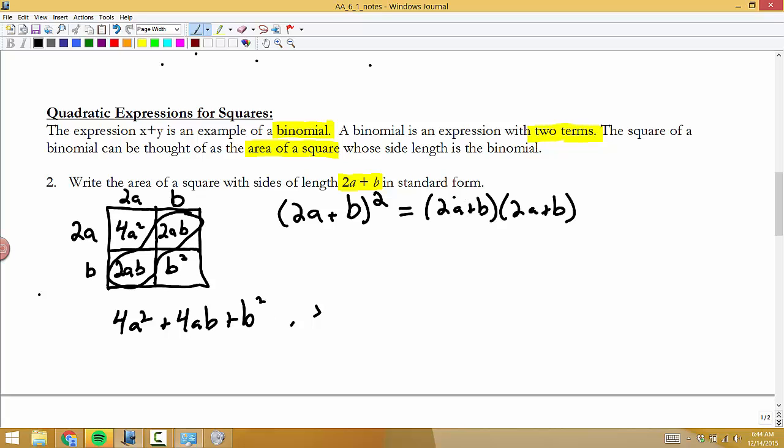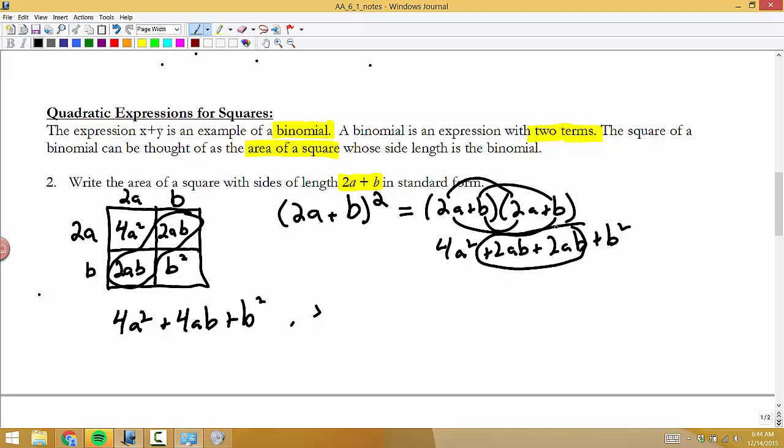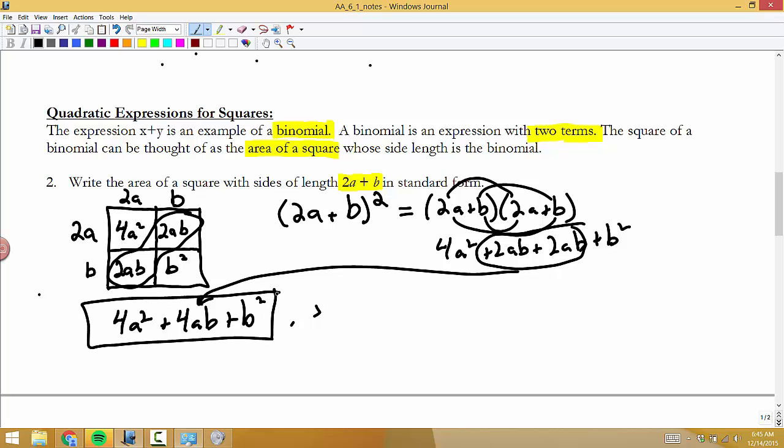So if that's the case, let's see if that's what I get here. 2a times 2a would be 4a squared, plus 2ab, plus 2ab right here. And then finally, plus b squared. And once again, if I put those together, these are like terms and end up getting that right there. So it is exactly the same thing. Therefore, the answer to this is the area of my square.